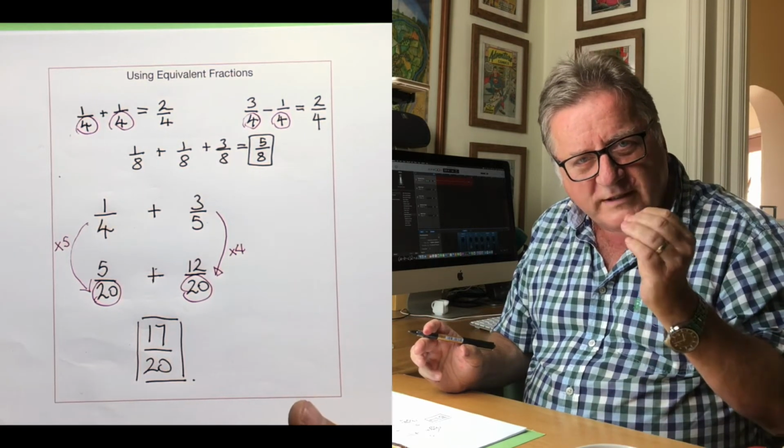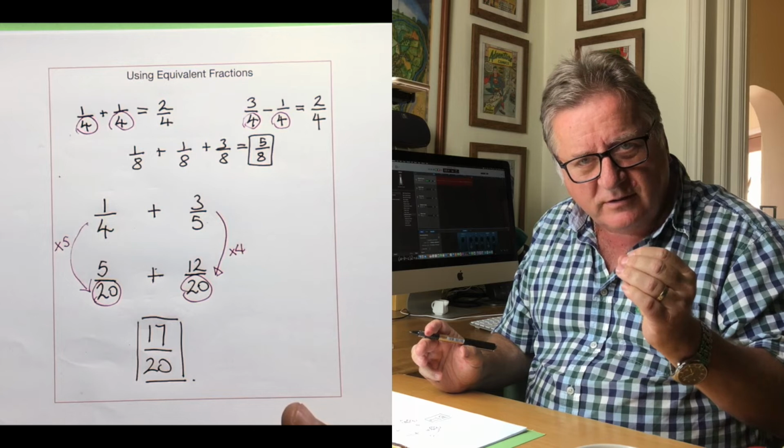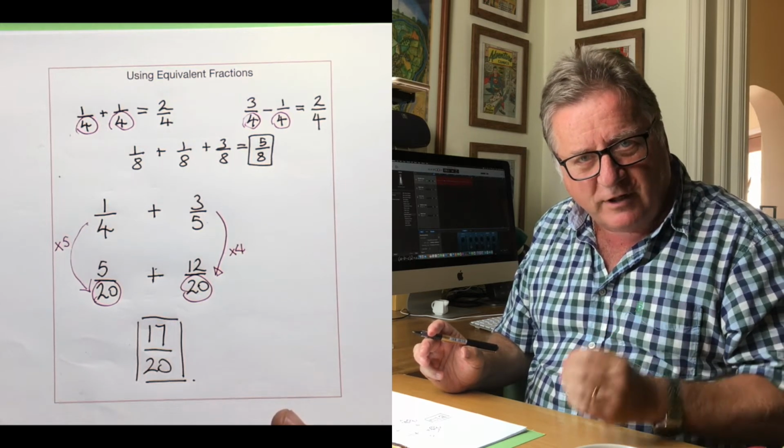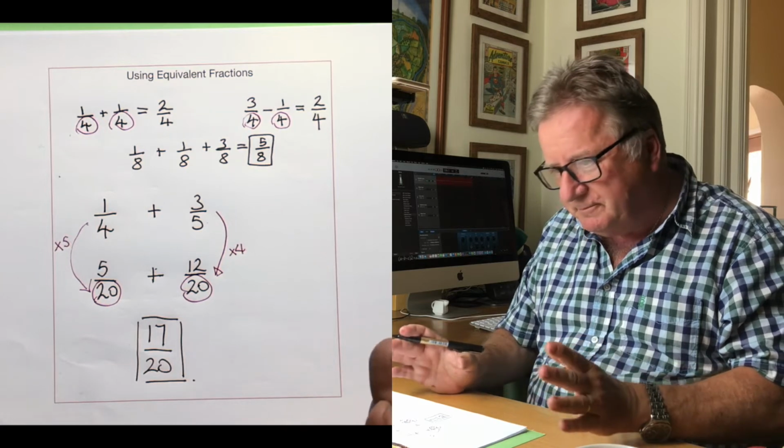So, what is the key to add fractions? Make the bottom of the fractions the same number. Make the fractions the same size. Okay?